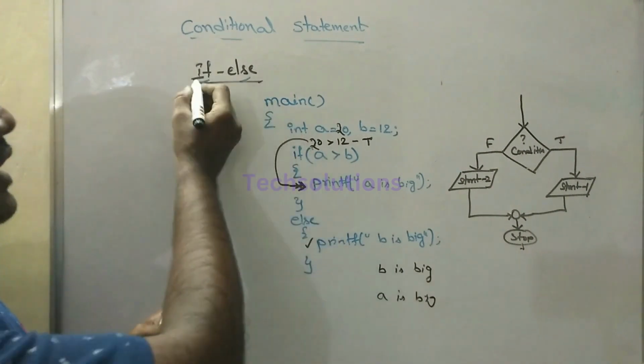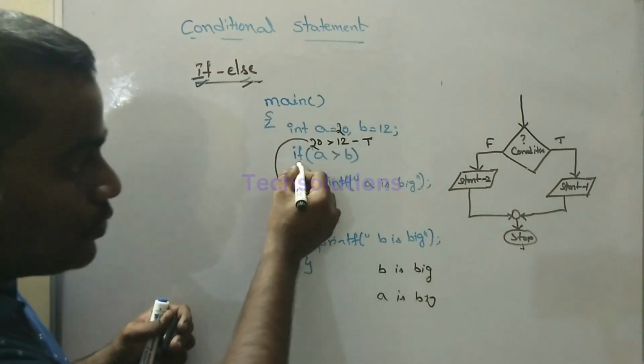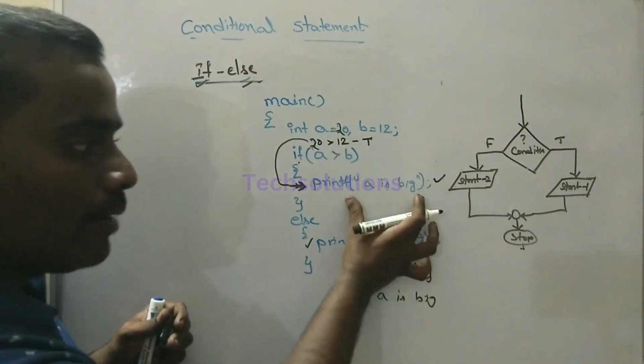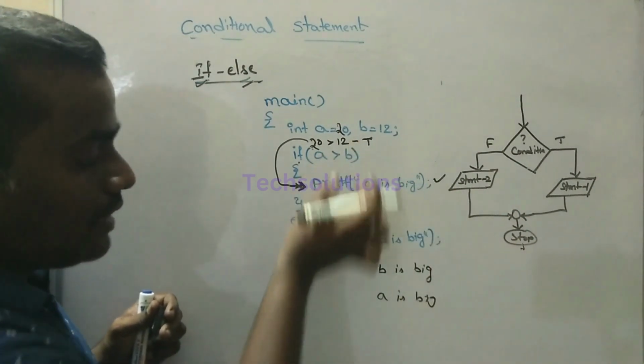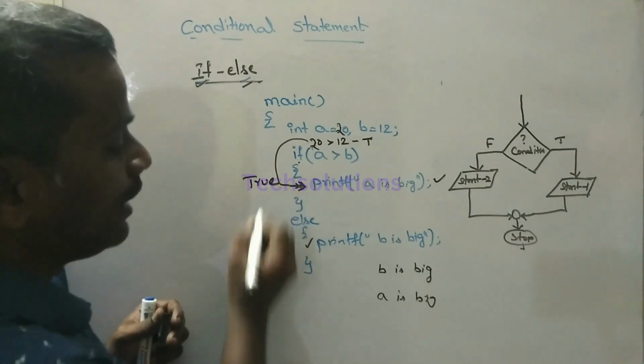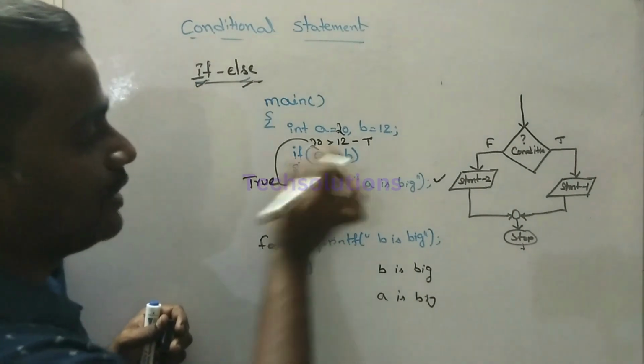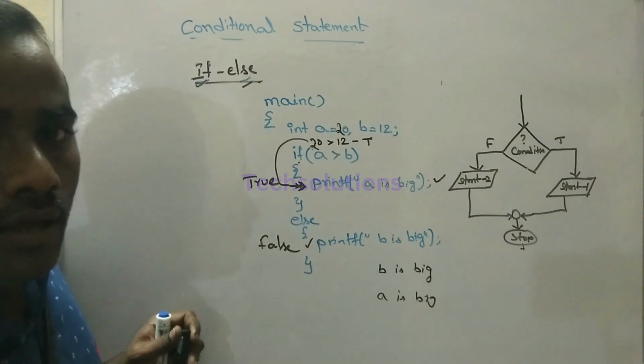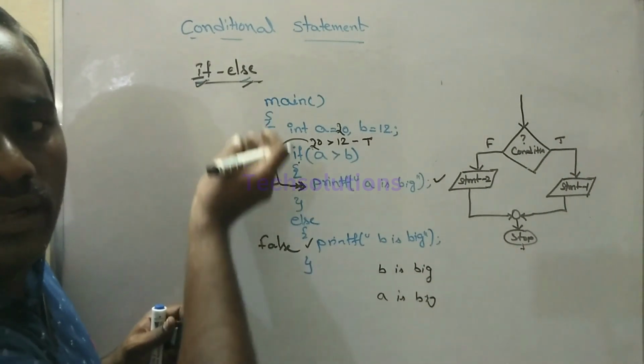That's all. In if else statements, if it is true, I execute a particular block of statements. If it is false, I execute the other block. It is the true block, it is the false block, depending on the conditions. Clear? That is what is meant by the if and if else statements.